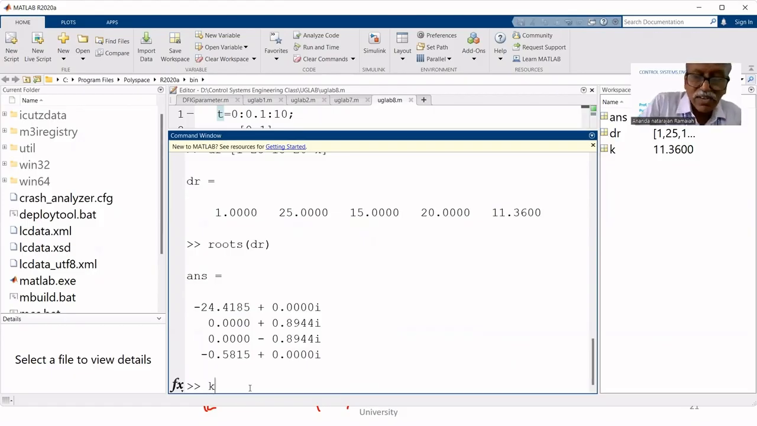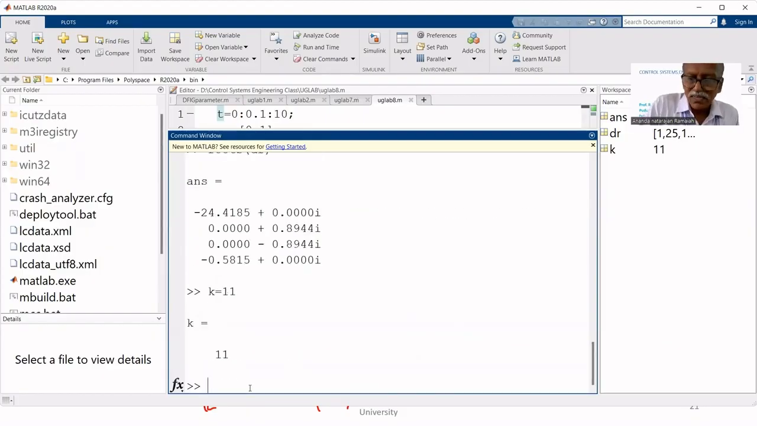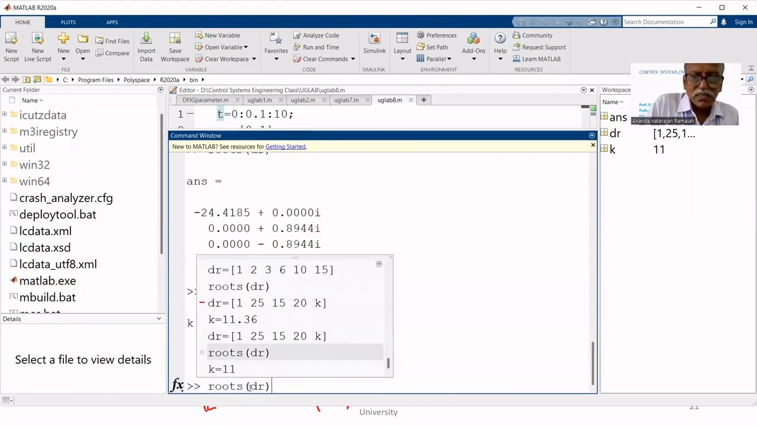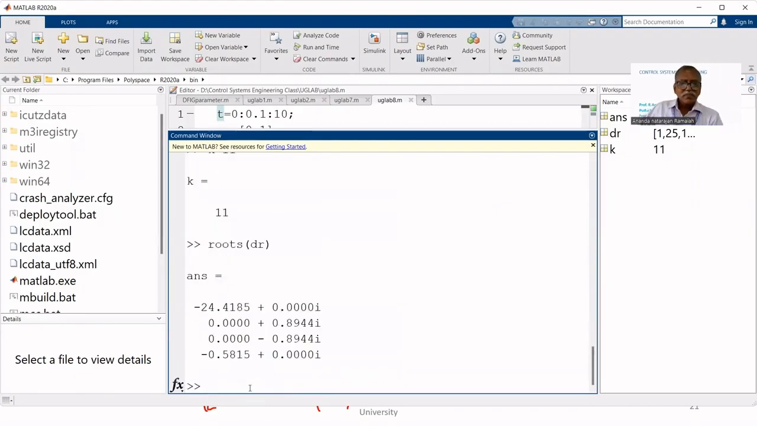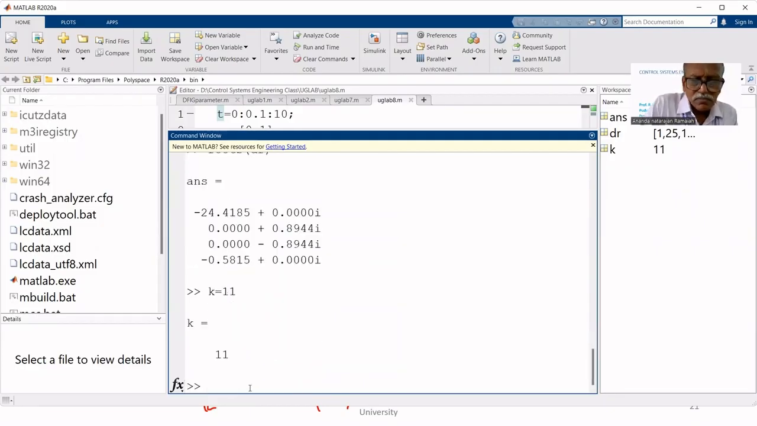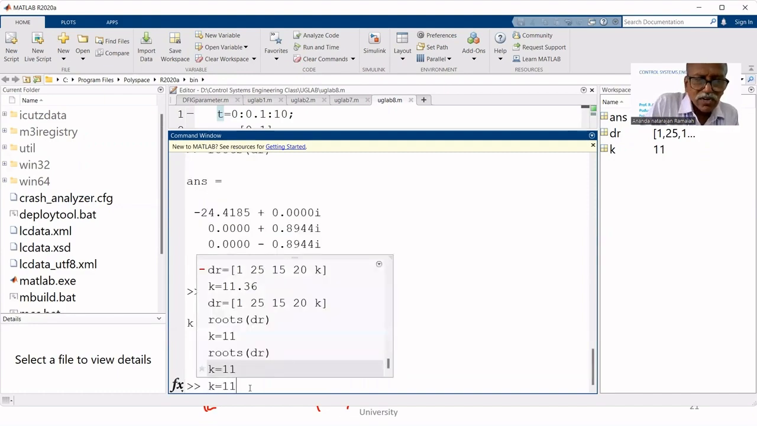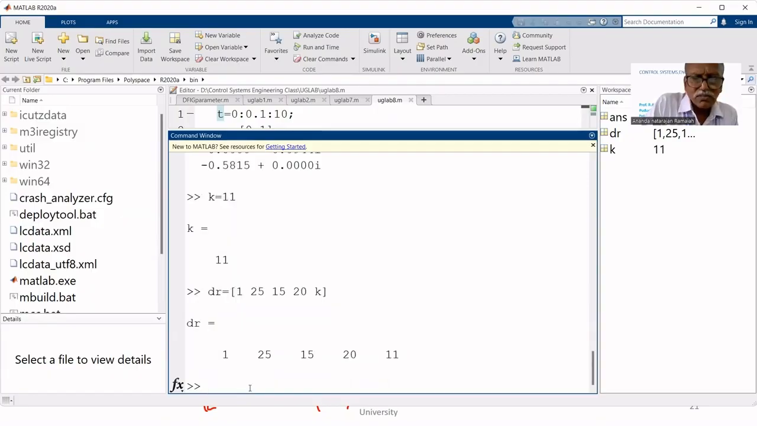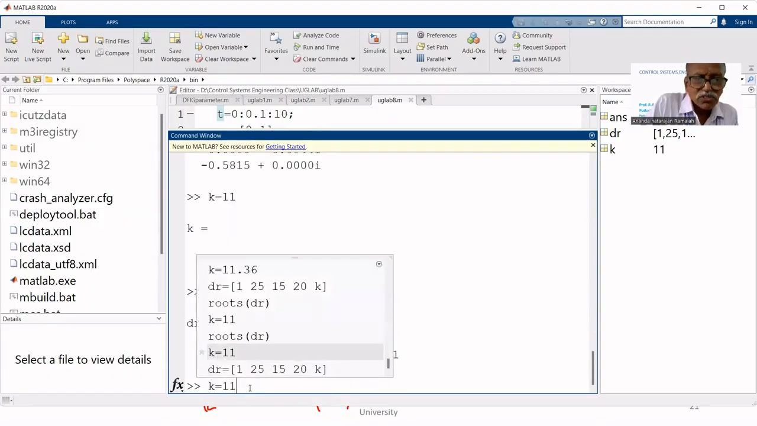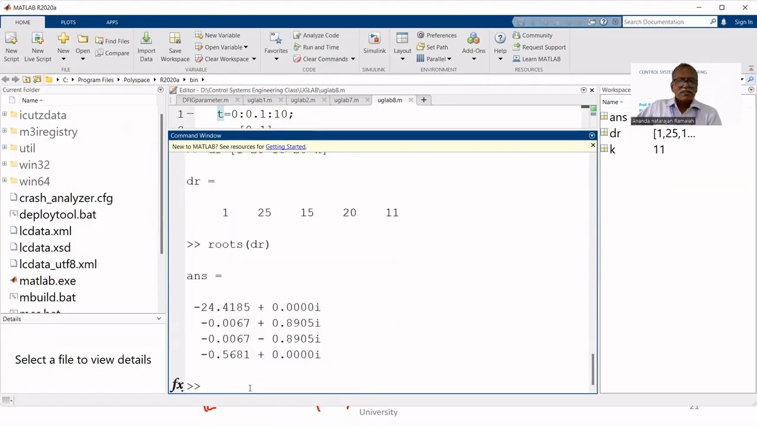Let us check for k equal to 11. We have to run this one time. Now we can find the roots. All poles are in the left hand side.